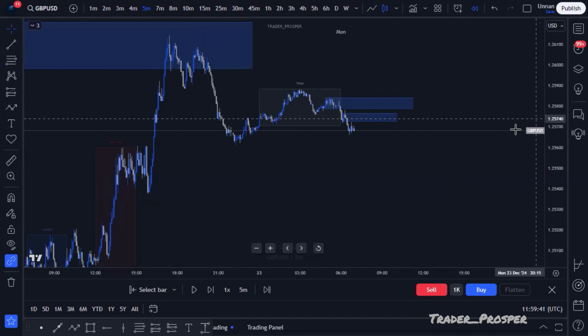Now our target will be at this point here. We want to be targeting this imbalance at this point. Yes, let me change this. So our target will be at this imbalance area, although we still need to take note of this demand zone here. If we're trading this, we need to take note of this demand area because price might easily react from this zone and give us some retracement to the upside. So let's play this out.